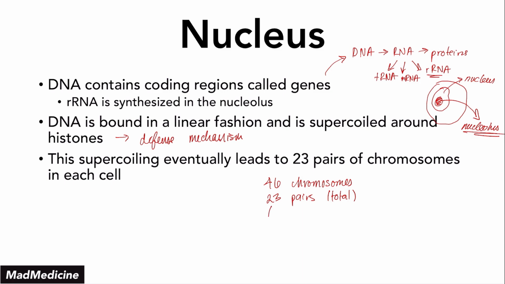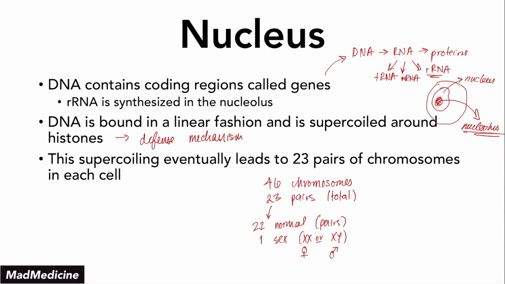Okay, and of the 23, you have 22 which are just the normal chromosomes. These are pairs, by the way. And you have one pair of sex chromosomes, either XX or XY. If you're a male, this is female. So female, male. Okay, pretty straightforward.